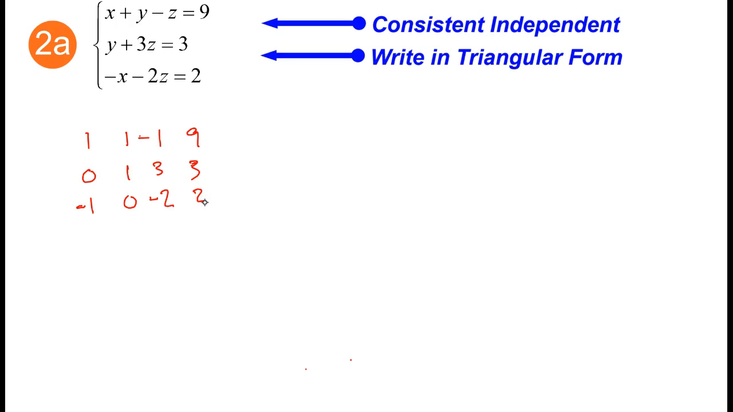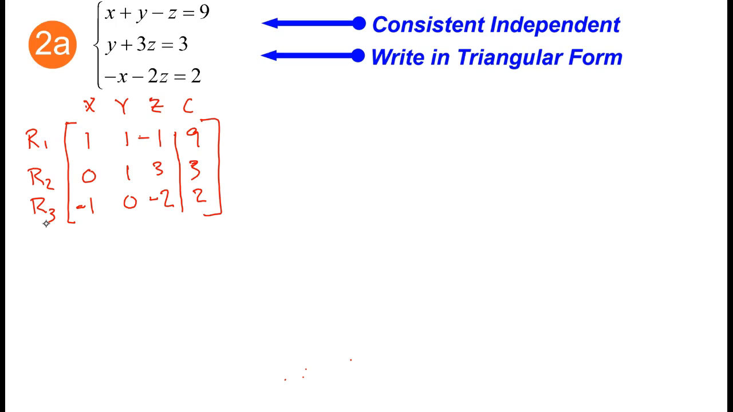Now, to make this look a little fancier, I'm going to box it in here and here. And then I'm going to put this little vertical line right here just to identify the difference between the coefficients and the constants. And remember, everything in this column is an x coefficient, everything in this column is y, everything here is z, everything here is a constant. And I'm going to call this row 1, row 2, and row 3.